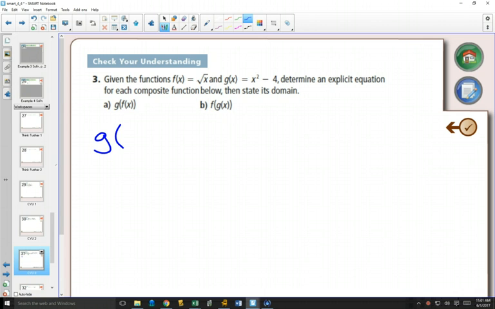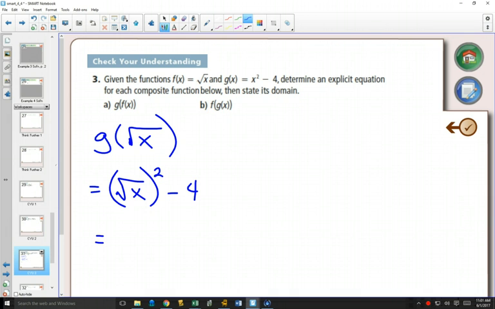well, if we're going to determine the explicit equation, f of x is the square root of x. And then g of x, whatever you put into g gets squared and then you minus 4. So it would be the square root of x squared minus 4. And if we simplify this, we're just going to get x minus 4. If we had to graph that, that's just a straight line.